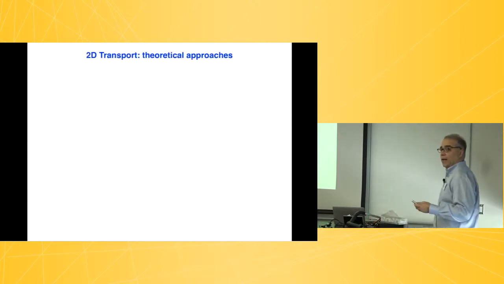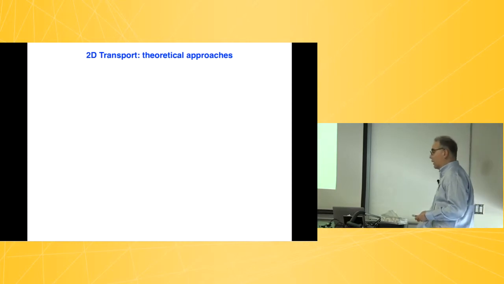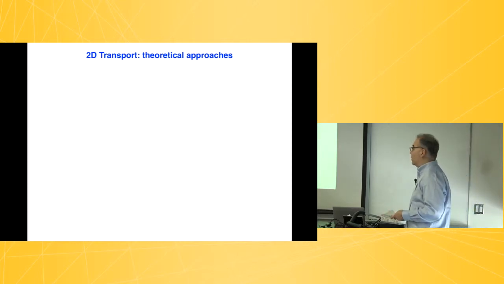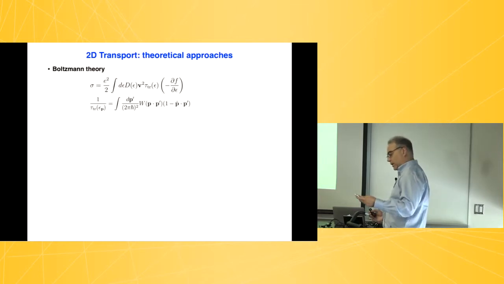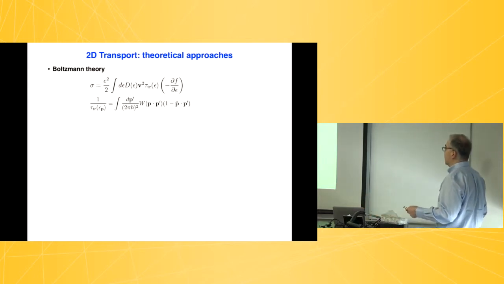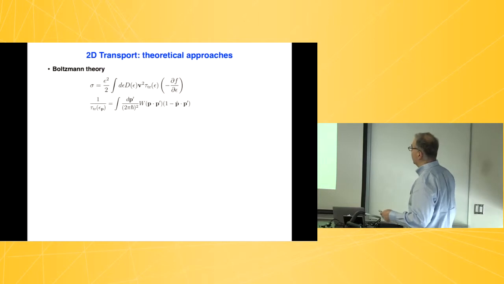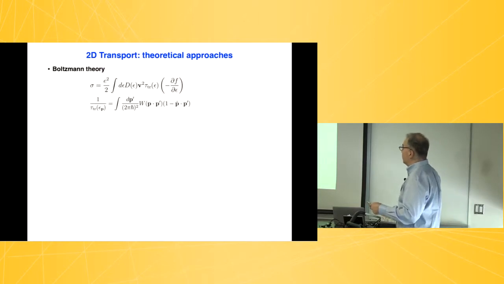So how do you calculate? What we want basically is to calculate typically the conductivity of my 2-dimensional system. How do I do that? Well, the easiest way is to do the semi-classical calculation using Boltzmann theory. So this sigma is the conductivity, d epsilon is the density of states at energy epsilon, v is the velocity of my electrons, tau transport is the relaxation time, and f is the Fermi occupation number.